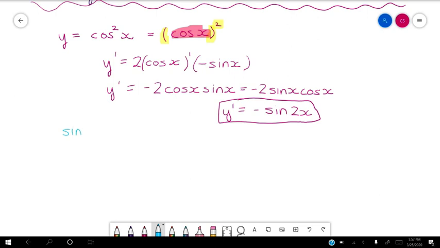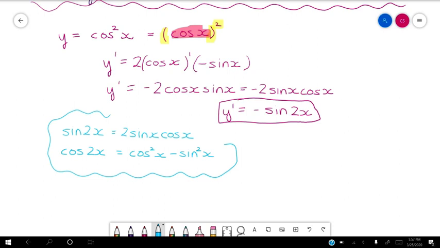Remember sine of 2x, that's the one we just did, is 2 sine x cosine x. And then cosine of 2x is cosine squared minus sine squared. Okay, and that's a little thought bubble. So we'll put that in our thought bubble. Okay, so something that might come up.